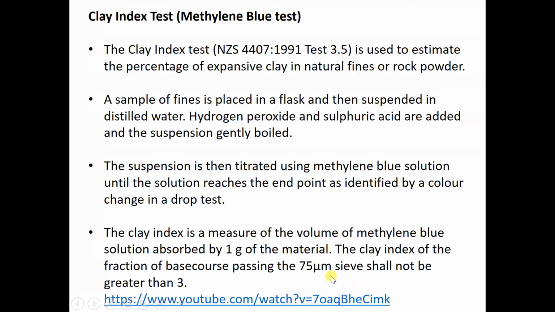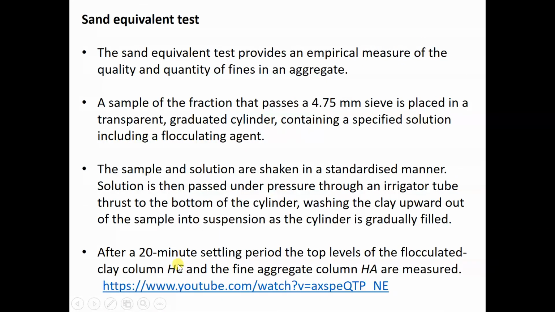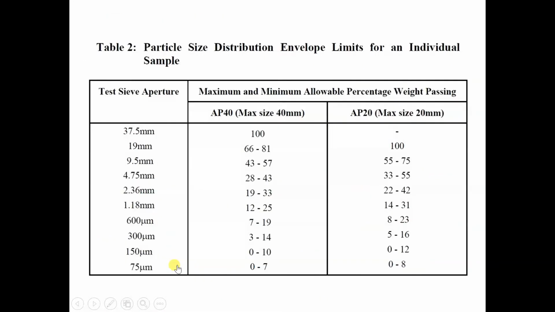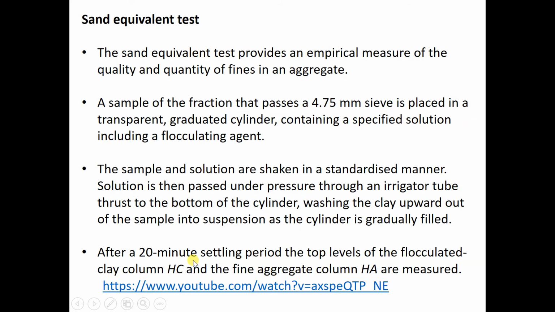The material that we use needs to pass through the 75 micrometer sieve, and you should not get more than 3. So 75 micrometer is very small, it's down at the bottom. Above 75 they are considered fine aggregates, but below 75 is clay. It's clay material.